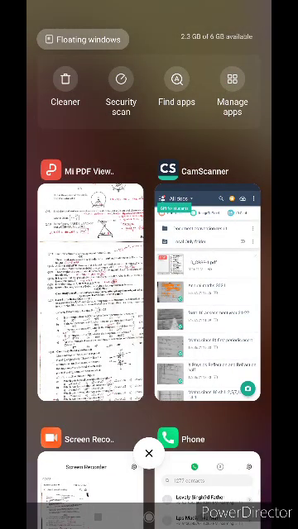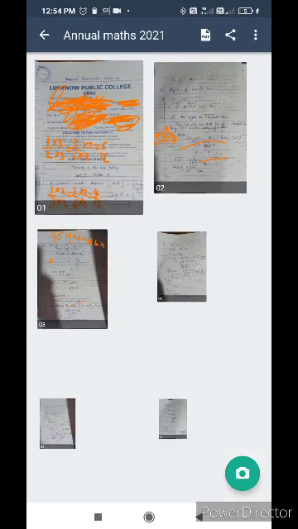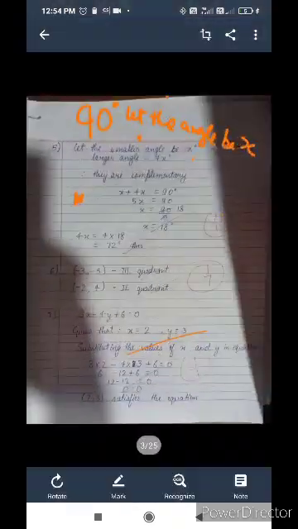Okay, so question number 13. Three angles of a quadrilateral measure 110 degree, 82 degree, 68 degree. Find the measure of the fourth angle. So first we will apply angle sum property of quadrilateral, that is sum of all angles of quadrilateral is 360 degree.